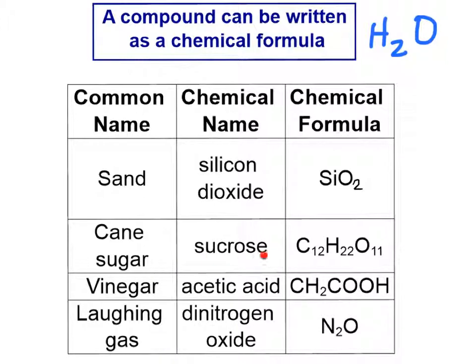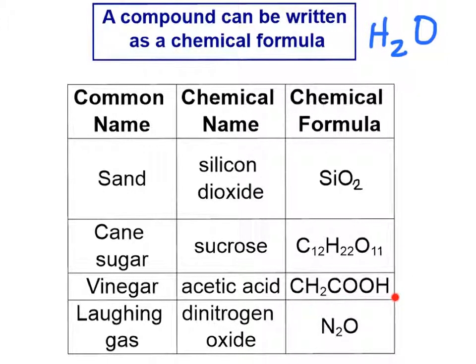Cane sugar, the chemical name for that would be sucrose. And here is what we have for the chemical formula of sucrose. How many carbons are there? 12. How many hydrogens are there? 22. And what do we have here? 11 oxygens. Similarly, acetic acid, which is the acid in vinegar, the chemical formula looks like this.